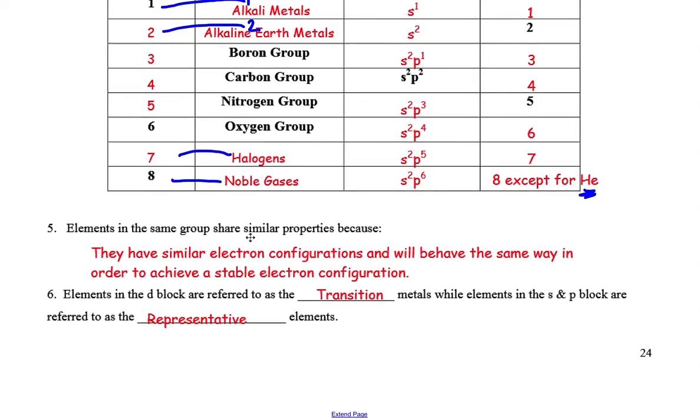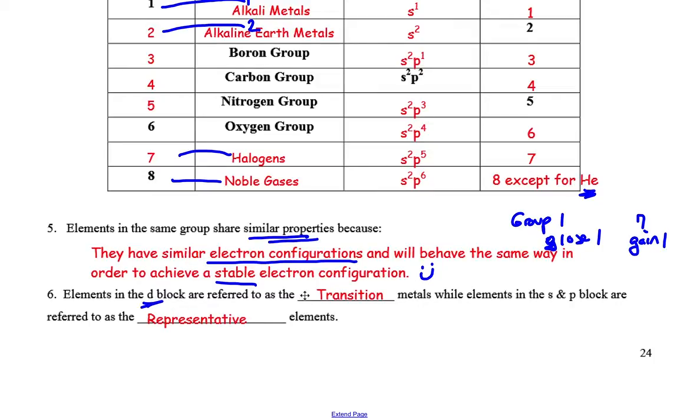Elements in the same group have similar properties. Why? Because their electron configurations are all the same. They all end in the same thing. And as a result, they want to do the same thing to get that stable, happy configuration. So like in group 1, they all have 1 valence electron, so they all want to lose 1. In group 7, they all have 7, so they all want to gain 1, and so forth.